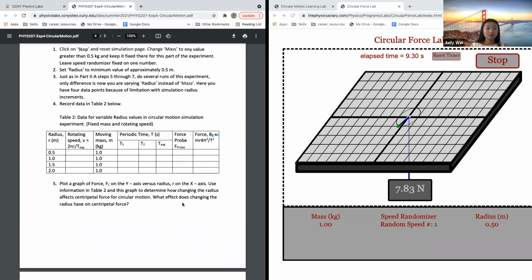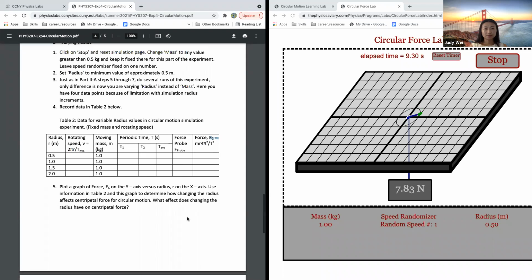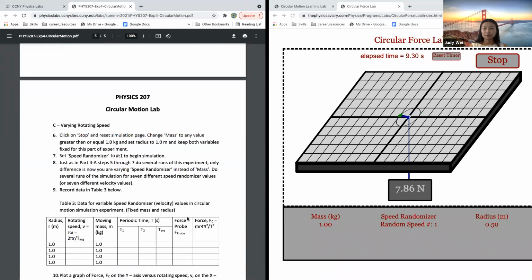So what effect does changing the radius have on the centripetal force? You can tell me: when the radius is increasing, what you can see in the numbers, is the centripetal force increasing or decreasing? I would predict this will be increasing because it's a linear relationship. So when R increases, the Fc will be increasing. This is for the second line. And the third one is where we do the speed variations.